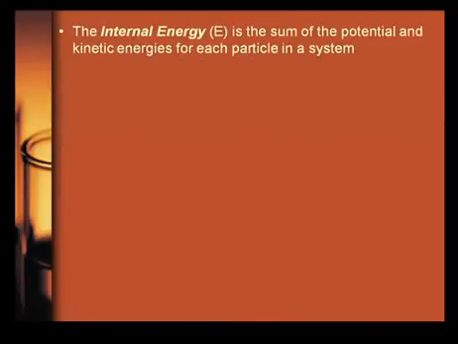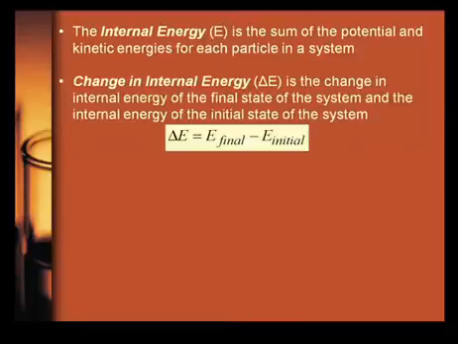The internal energy, E, is the sum of the potential and kinetic energies for each particle in a system. The change in internal energy, delta E, is the change in internal energy of the final state of the system and the internal energy of the initial state of the system. In mathematical terms, delta E equals E final minus E initial.